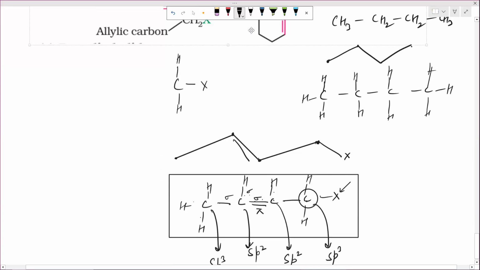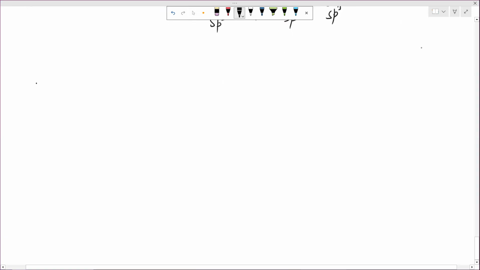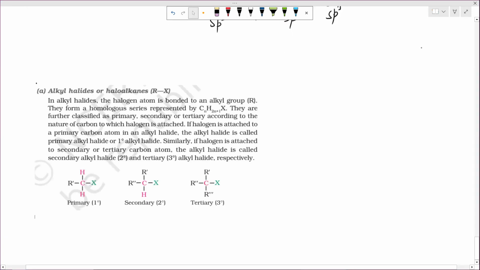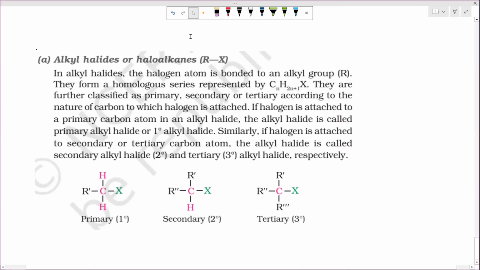Now moving to the next one. The next type of halides is tertiary. The next type of halides or haloalkanes we are going to study is one in which the halogen atom is bonded with R. You know that the halogen atom, X, is directly bonded with the carbon.